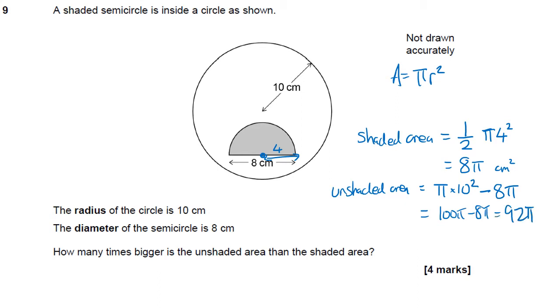And therefore, how many times bigger is the unshaded area than the shaded area? Well, then it must be the ratio of those things, 92 pi divided by 8 pi. And that simplifies slightly, so the pi's cancel out. Can we simplify that? 92 over 8, if we halve the numerator and denominator, we get 46 over 4. Halve it again, 23 over 2. And then hopefully at that stage we can do that in our heads. 23 over 2 is 11.5. So it's 11.5 times greater.